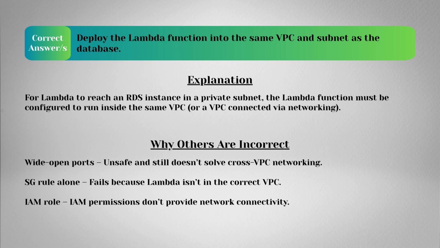Why others are incorrect. Wide open ports: unsafe, and still doesn't solve cross-VPC networking. SG rule alone: fails because Lambda isn't in the correct VPC. IAM role: IAM permissions don't provide network connectivity.